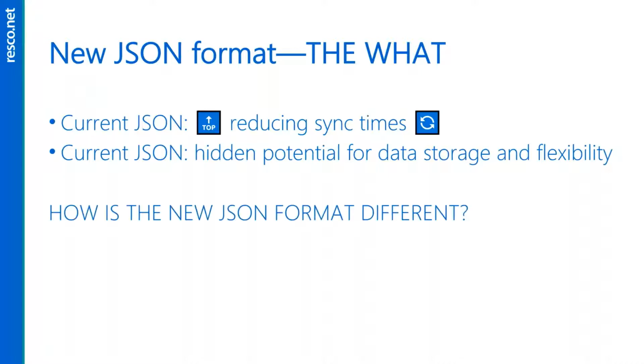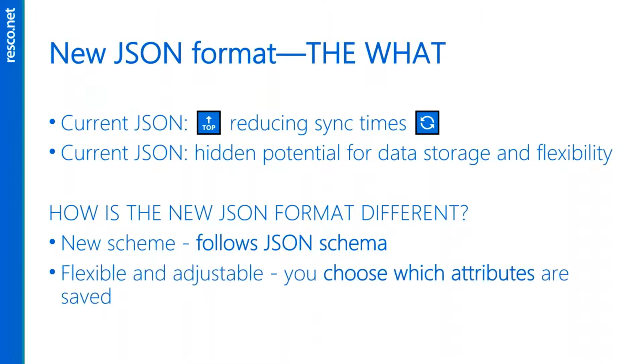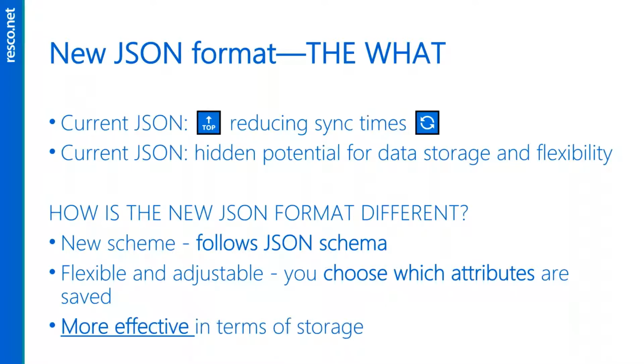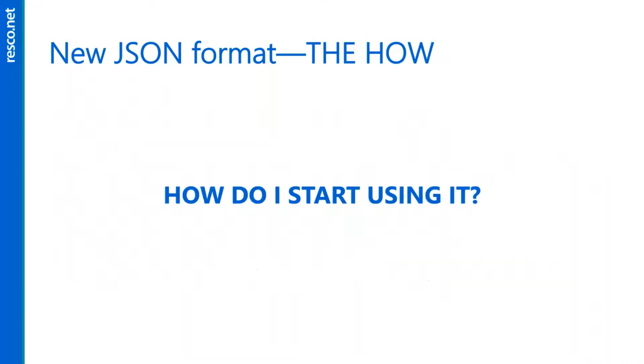So how is the new JSON format different? First of all, it follows JSON schema, so it will be much easier to work with other tools that can process JSON data. It's flexible and adjustable, and you will see in a demo how you can choose which attributes are saved with the JSON format. And of course, this all means that it's more effective in terms of storage. If you want to see how you can start using this, I will show you a little demo video.